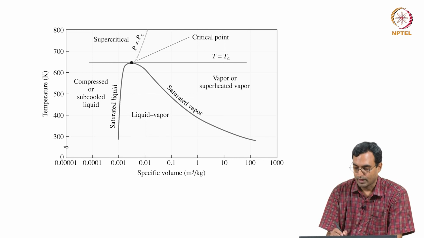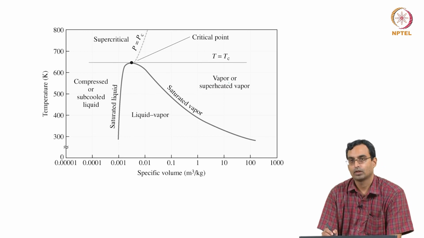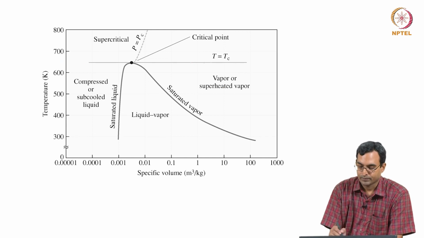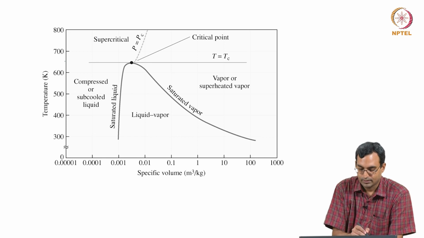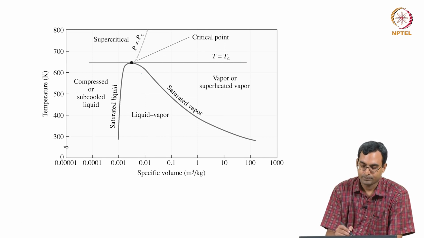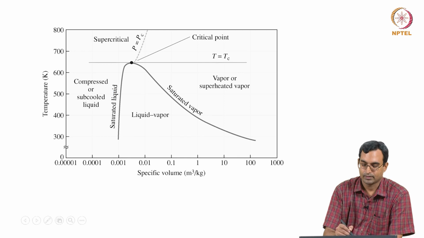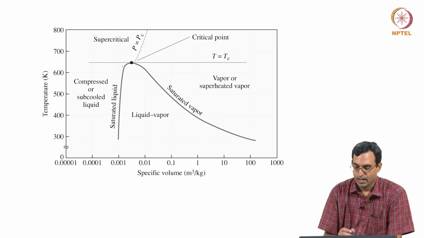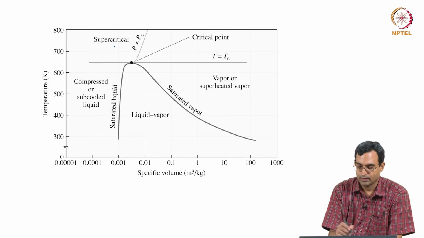Because the vapor is above the saturation temperature, we also call it superheated vapor. Above this temperature, we have what we call supercritical fluid. This temperature is what we call the critical temperature. This isobar is what we call the critical isobar, which passes through the critical point. And over here, it is all supercritical fluid.